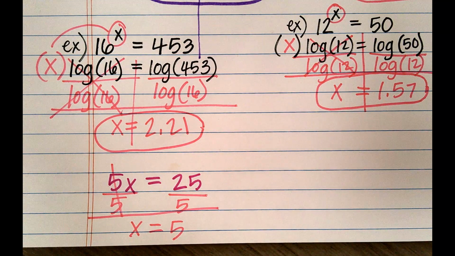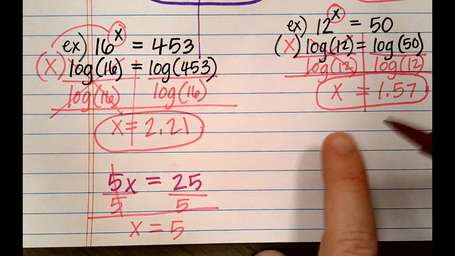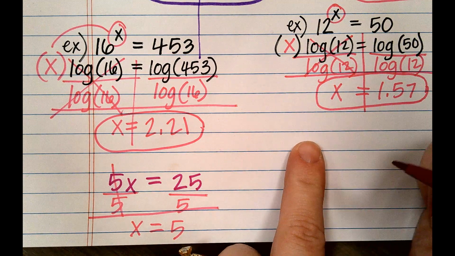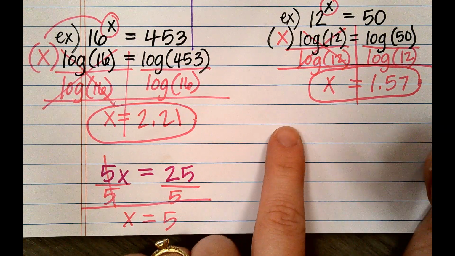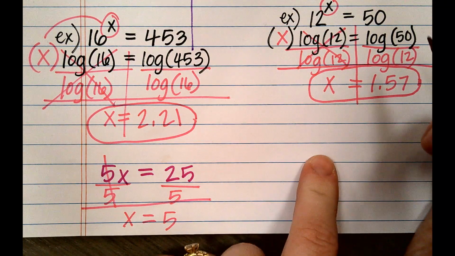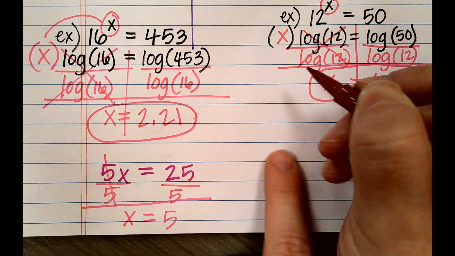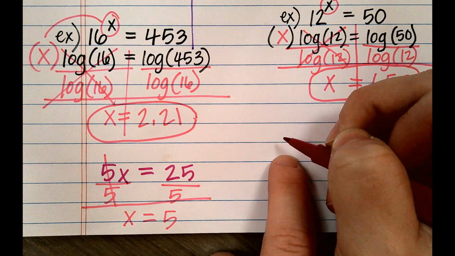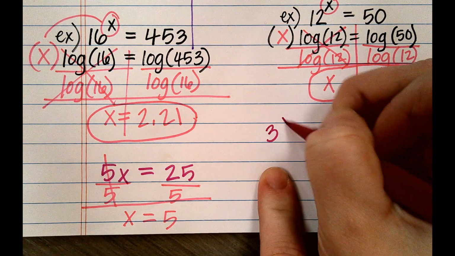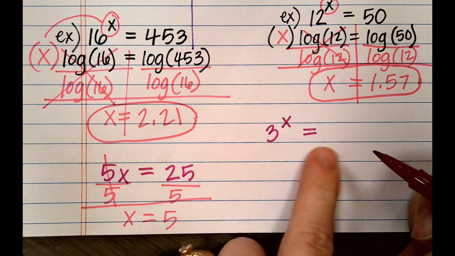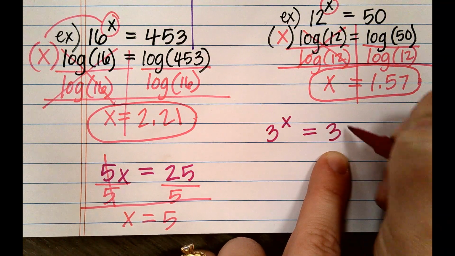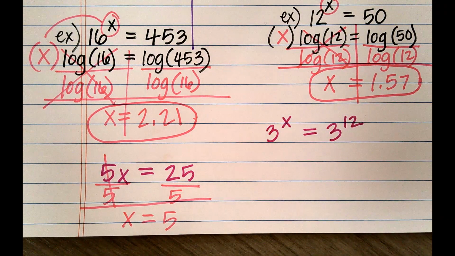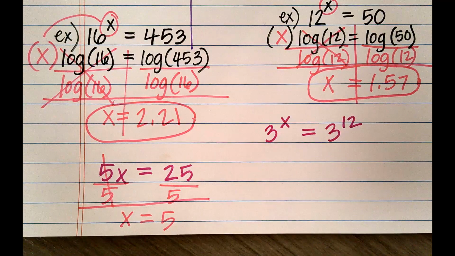Let's check to see if logs work for some of the ones that we did earlier. How about somebody give me a problem we did earlier. What was one where the bases matched? Three x equals 3 to the 12th power. Okay, 3x equals 3 to the 12th power.